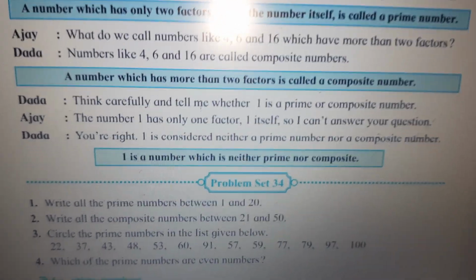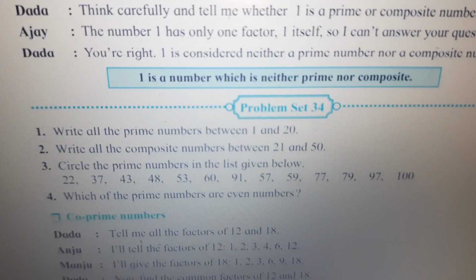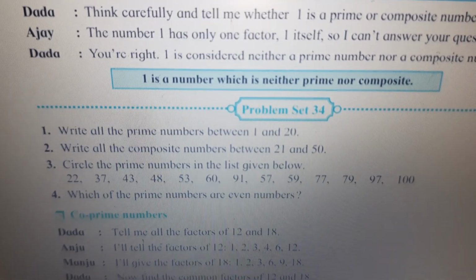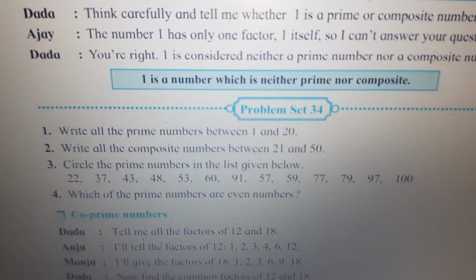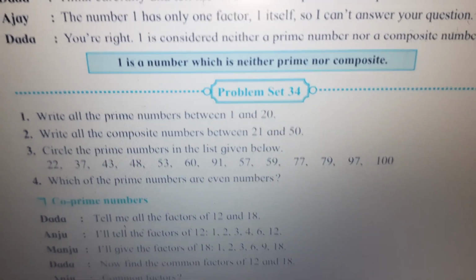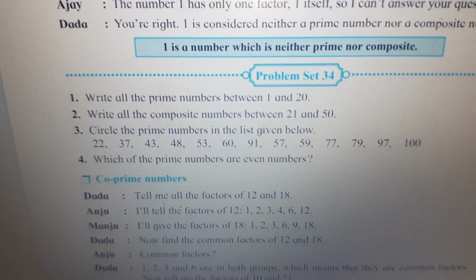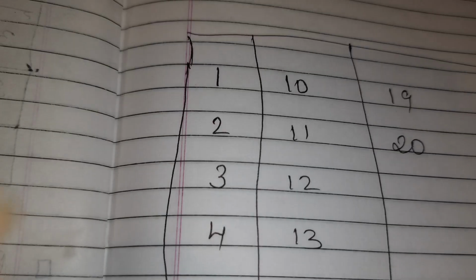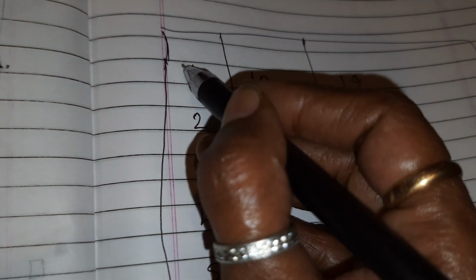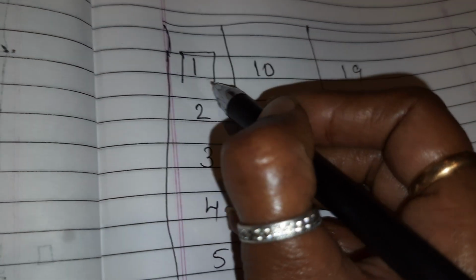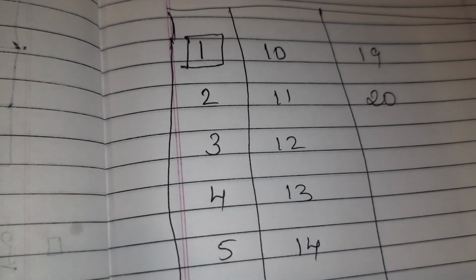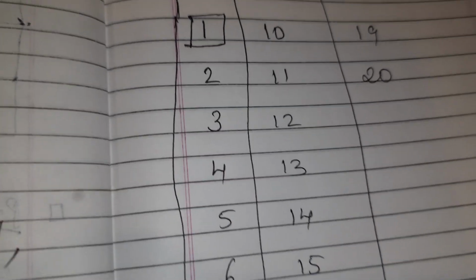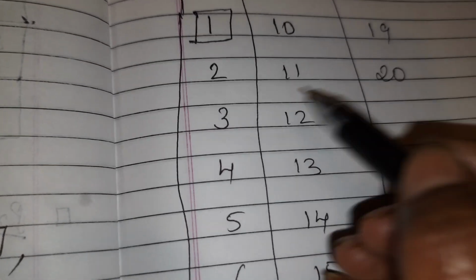Okay. Now we go on to problem set 34. Write all the prime numbers between 1 and 20. I will show you all in the Eratosthenes method, so that it's easy for you to solve as well as understand. The Eratosthenes method, children, is very easy. 1, we put in a box because 1 is neither a prime number nor a composite number. That's why they said between 1 and 20, so 20 is not included.